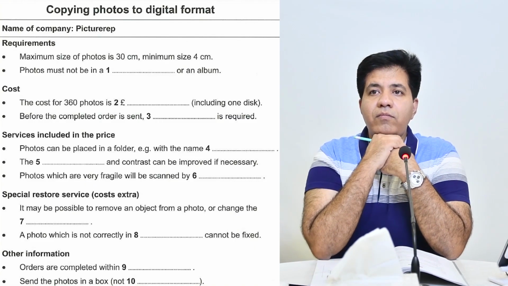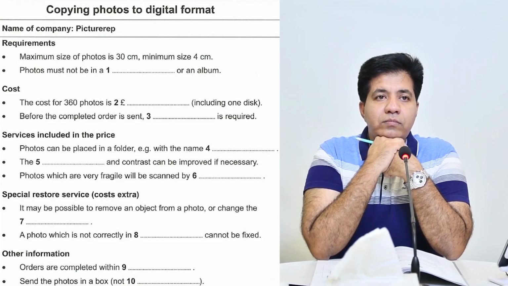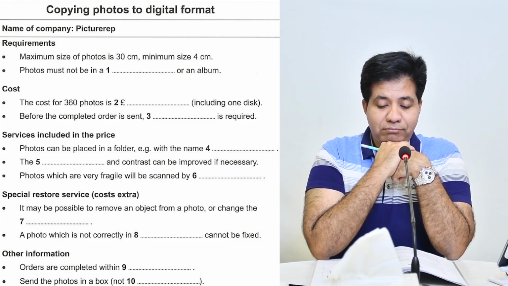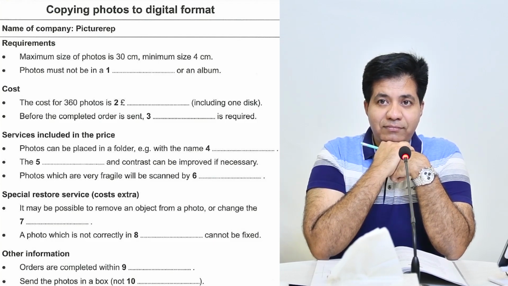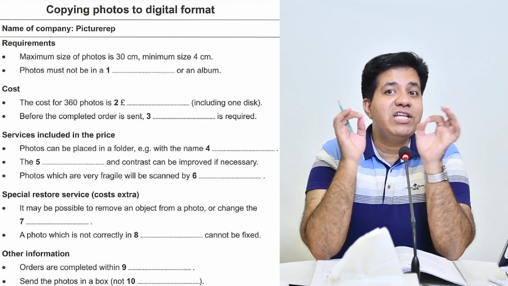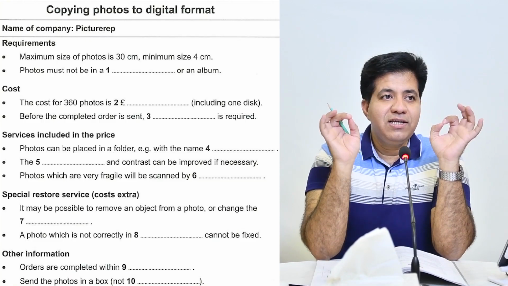Is there anything else you'd like to ask about our services? Yes, I've roughly sorted out the photos into groups according to what they're about. So, can you keep them in those groups when you copy them? Sure, we'll save each group in a different folder on the disk, and if you like, you can suggest a name for each folder. So, I could have one called Grandparents, for instance. Exactly.